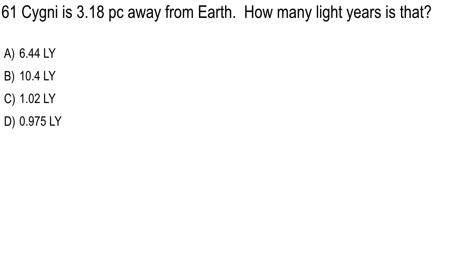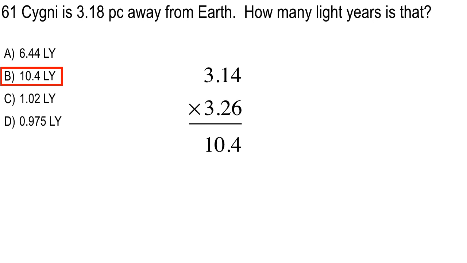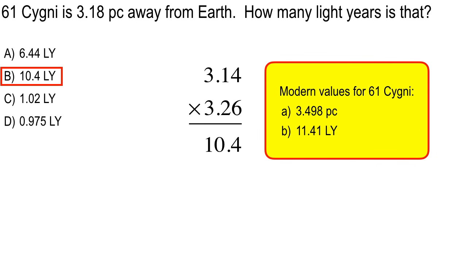All right, let's see what you guys got. That's the calculation there. A bunch of you got it wrong, about 42 of you. If you got it wrong, just jot that down. That's the calculation: 3.18, and every one parsec is 3.26 light years, so that's how that works. And now here are the modern values for 61 Cygni. Those are actually the values that Bessel would have calculated. More precise measurements have brought it down a little bit: 3.498 parsecs and 11.41 light years.